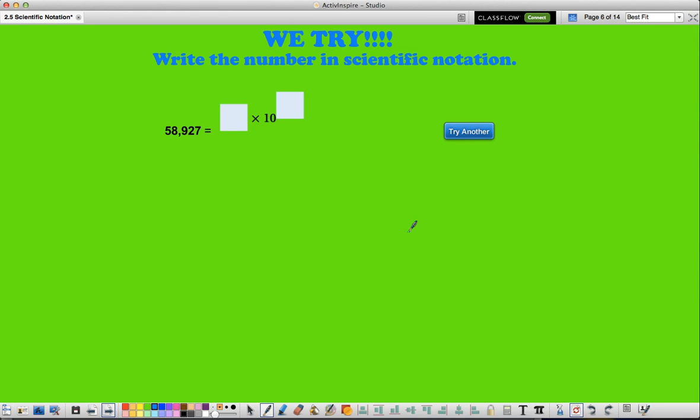Okay, so let's go ahead and try this. So these you have to write down on your own. So I have 58,927. I know the decimal always starts at the end, so I'm going to move it 1, 2, 3, 4 places, and I make 5.8927 ten thousandths times 10 to the, well, I moved it 1, 2, 3, 4 times, times 10 to the fourth.